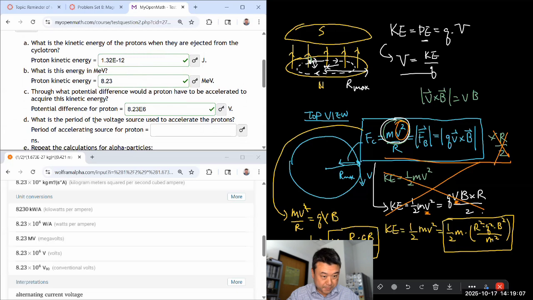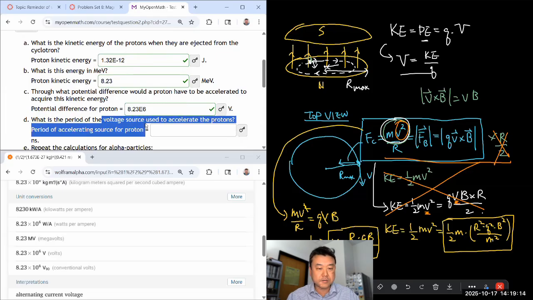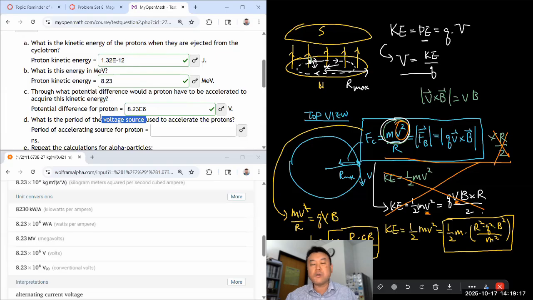What is the period of the voltage source used to accelerate the protons? Don't let the whole voltage source confuse you. All it's asking for is the period of the cyclotron. Normally in your textbook there's a picture of a D-shaped thing with a gap. In the gap, you accelerate it in the right direction each time as it goes around. So it's really asking for the cyclotron period.